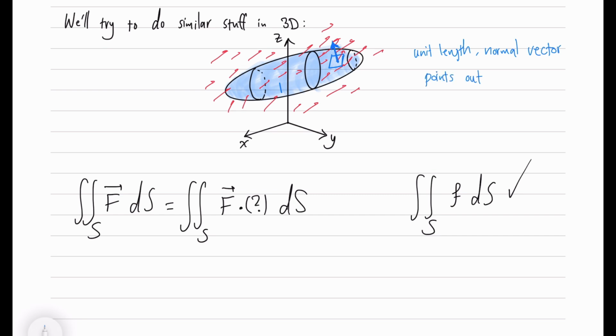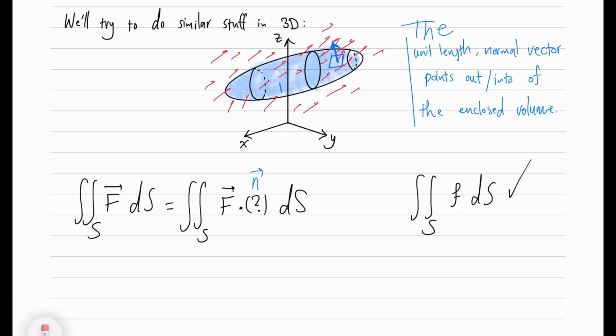Now we can have two directions, so we have to mention if it points into or out of the enclosed volume. So simple, right? So at every point we take it to be that vector, and we dot product, we have a scalar function, and we integrate. Perfect, right?